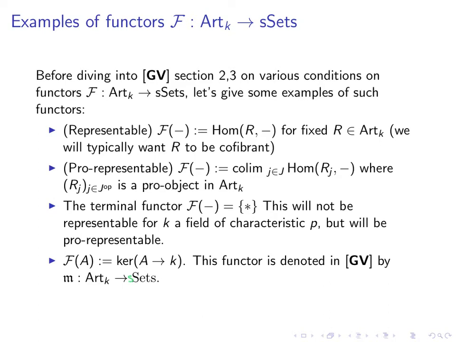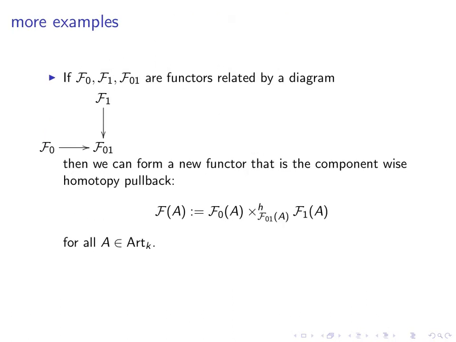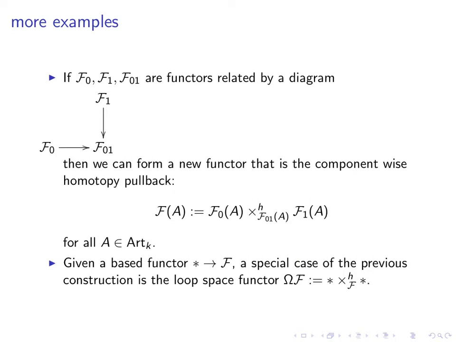Okay, so once we have some basic functors, we can cook up some new functors. If you have a diagram like so, then you can form what's called a homotopy pullback by this formula here, and I'll explain what homotopy pullback is later on. And a specific example of this pullback construction is the loop space functor. That's the homotopy pullback of that.